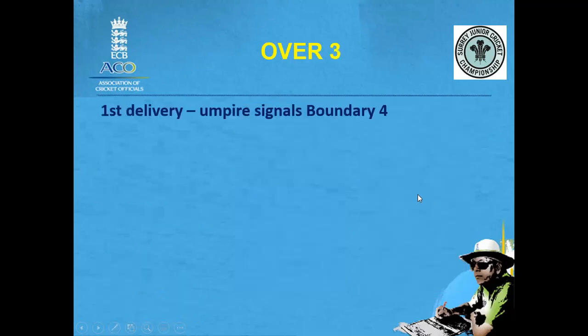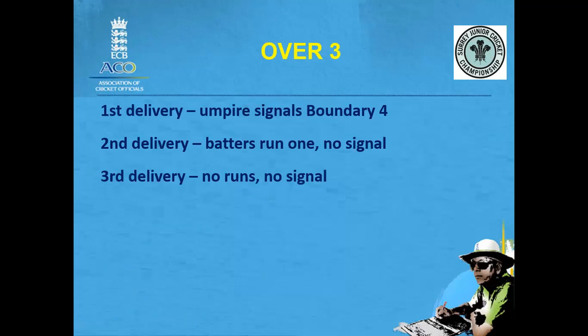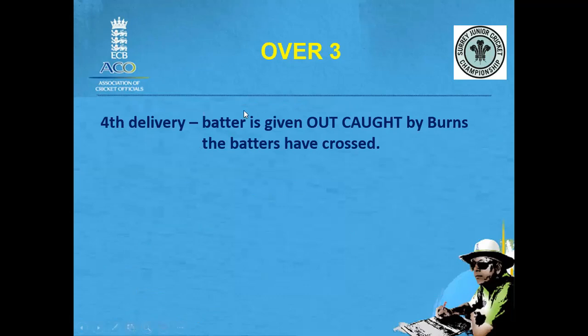Third over, first delivery, umpire signals boundary 4. Second delivery, batters run 1, there is no signal. Third delivery, no runs, no signal. Fourth delivery, the batter is given out caught by Burns and the batters have crossed.